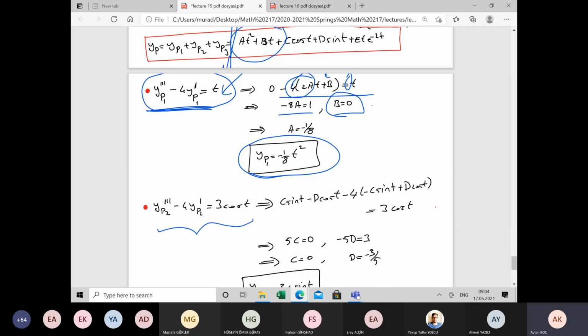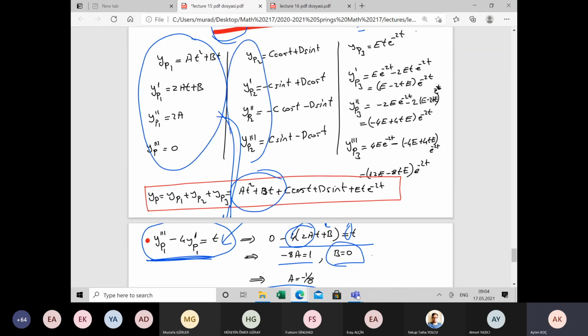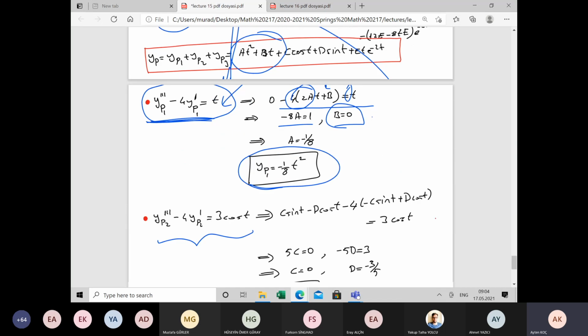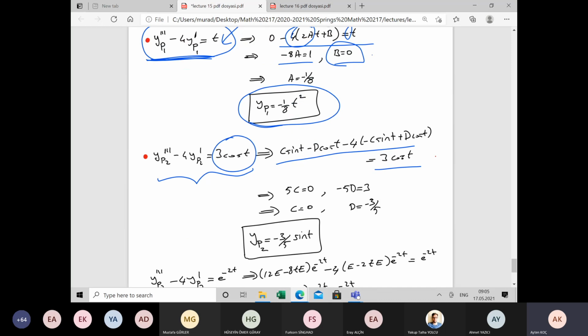Next, the second part gives the second differential equation. Take this form and substitute it here, and using this substitution we obtain that the right side should be 3 cosine t. Compare the coefficients of cosine and sine. We obtain 5c is 0, so c is 0, and d is this one. So 0 plus d times sine t, and we obtain this one.